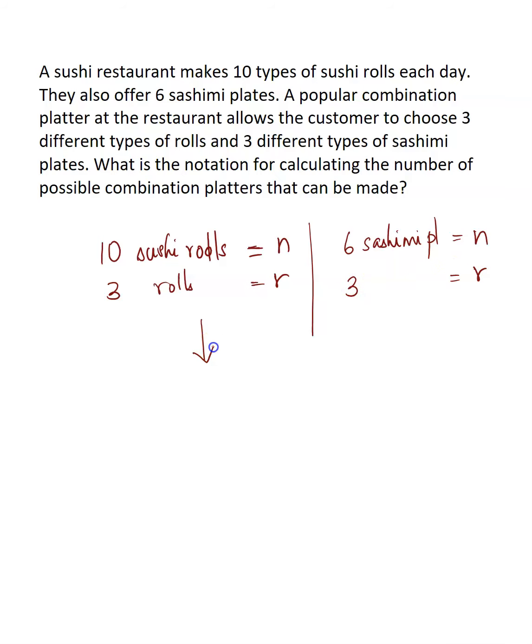So similar to the previous problem, this would be 10C3 and this will be 6C3, and we're going to multiply these two because they are independent of each other, but the combination platter allows them to choose 3 from here and 3 from there. And so the fundamental counting principle in combination with the combination principle gives you 6C3 times 10C3, or the other way around, doesn't matter, it's multiplying, right? They just wanted the notation, they didn't want us to compute it, so we will leave it like that.